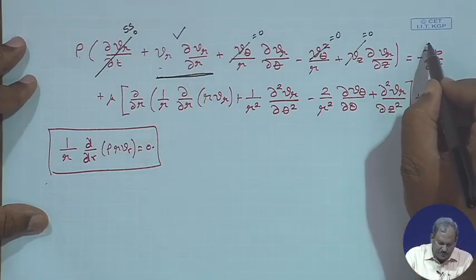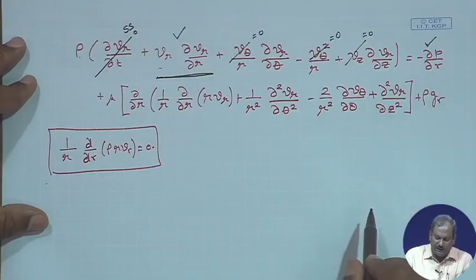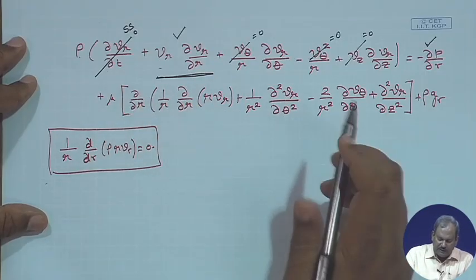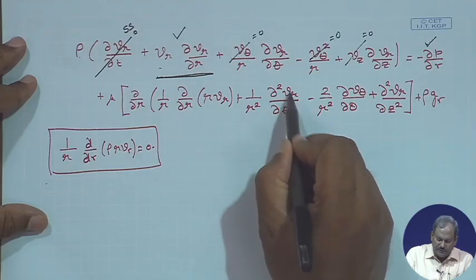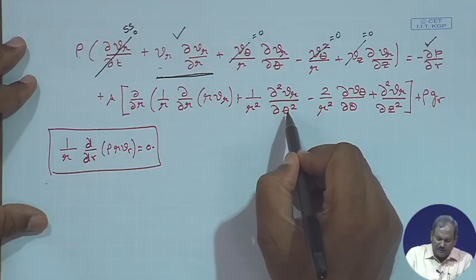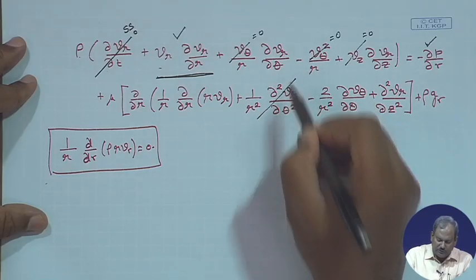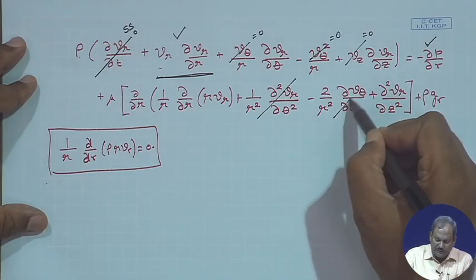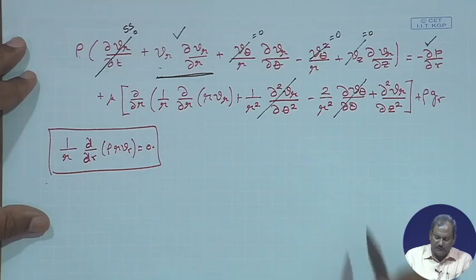There is a fixed pressure gradient present in the system. So, I must keep del p del r in here. I will come to this at a later point. If I think of this term, V r is not a function of theta. So, therefore, this is going to be 0. There is no V theta present in the system. So, this term would also be 0.